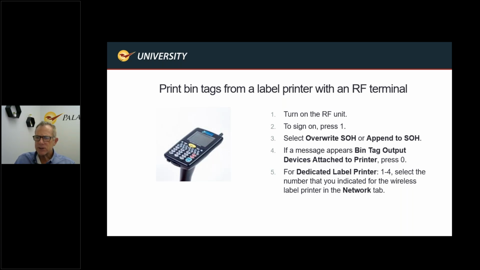All right, a message is going to appear. It says bin tag output devices attached to printer, and you press 0. And then for dedicated label printer, now you press the number of the printer, because you can have up to 4 different printers depending on where you are geographically in the store. You can have 4 dedicated printers set up, one in each corner of the store, and depending on which one you're closest to, you can select that printer.